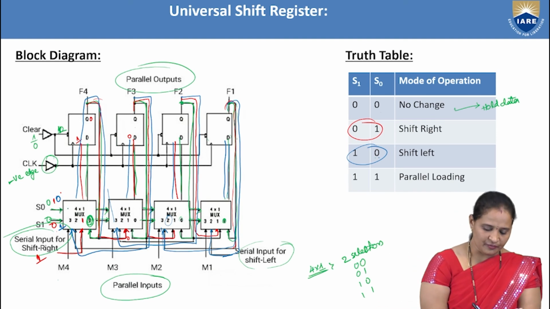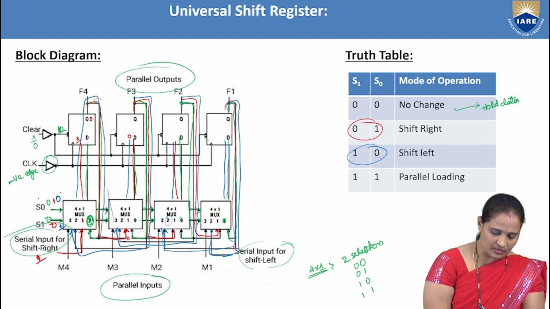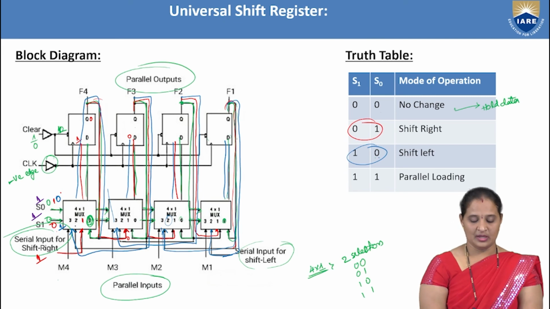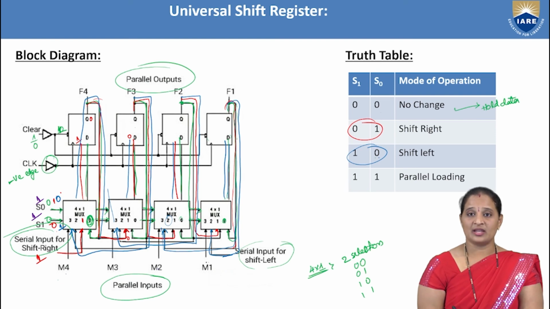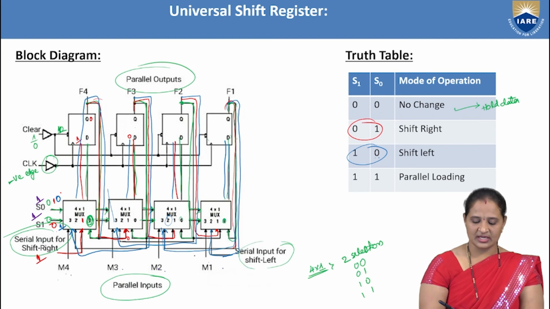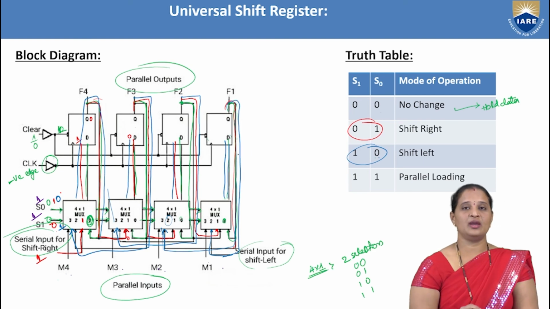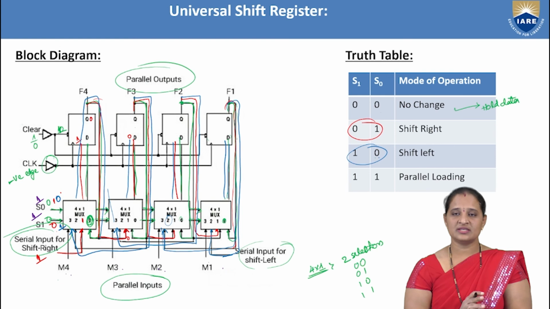Now let us consider when both are equal to 1 and 1. Now what happens? The third line will be selected. The third lines of all the multiplexers are connected to the parallel inputs M4, M3, M2, M1. So this data will be loaded into the multiplexers, which are connected to the flip-flops here. Now all the data will be applied in parallel. So what is happening? When the selection inputs are 1 and 1, the parallel loading operation is done here.